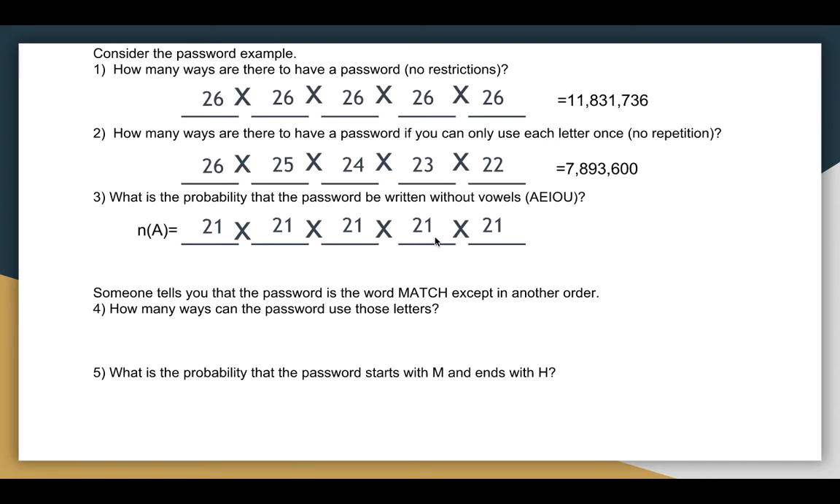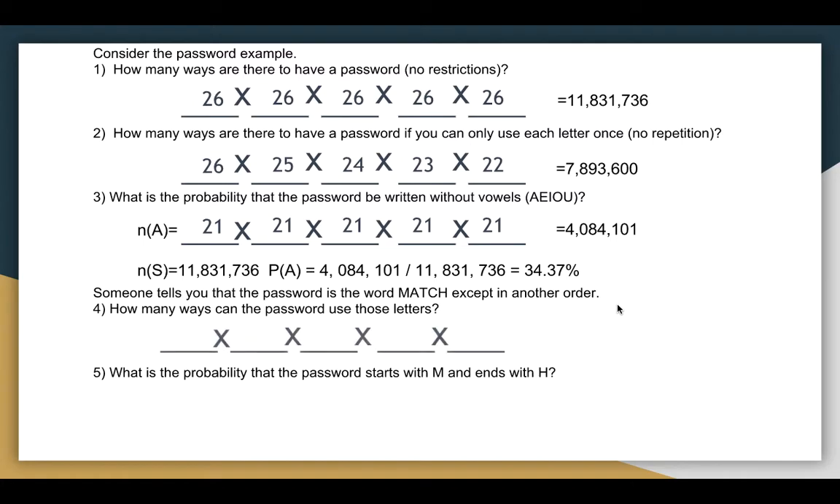That is assuming that you can use letters more than once. Someone tells you that the password is the word match, except I should say not necessarily in that order, because I didn't really factor in that order. How many ways can the password use those letters? So again, back to the probability, because that was a probability question. It's 4 million out of the 11,831,000, so it's 34%. 34% use no vowels.